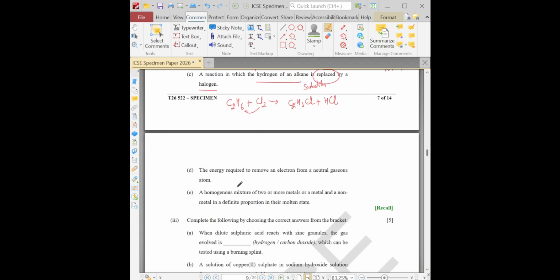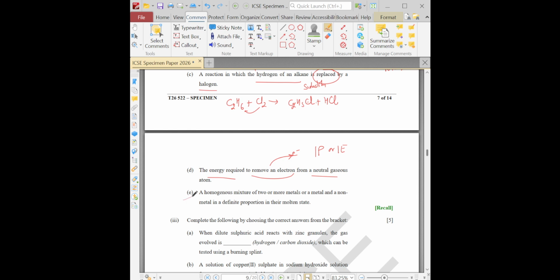Next we come to D. The energy required to remove an electron from a neutral gaseous atom. When you remove an electron from a neutral gaseous atom, an ion is formed. The energy is known as ionization energy or ionization potential. And when an electron is added, it is electron affinity.